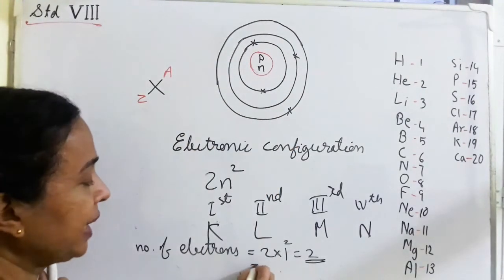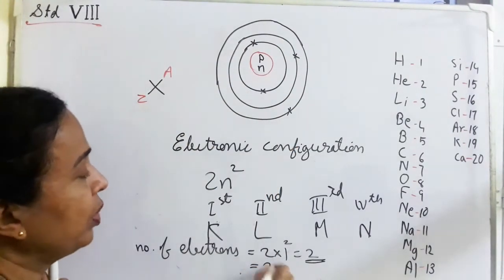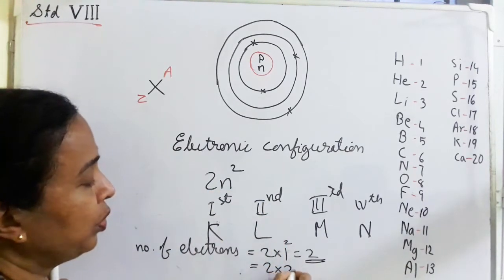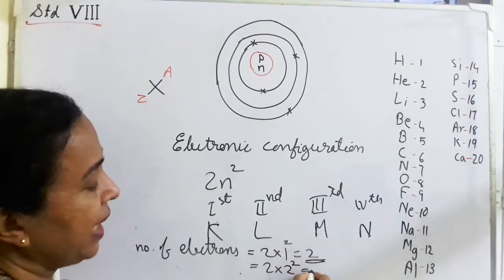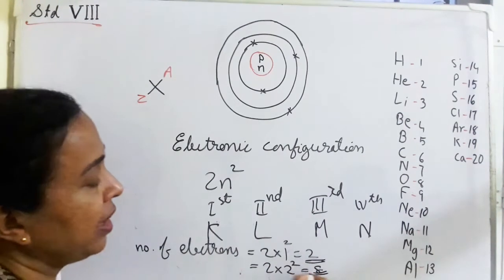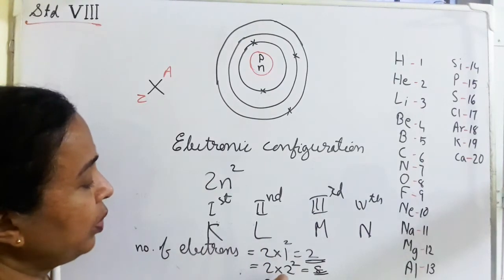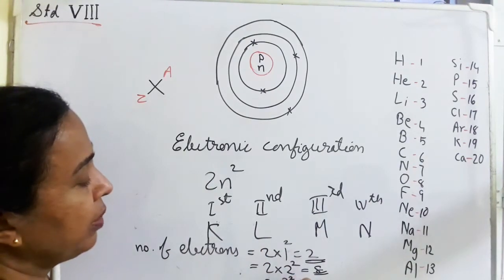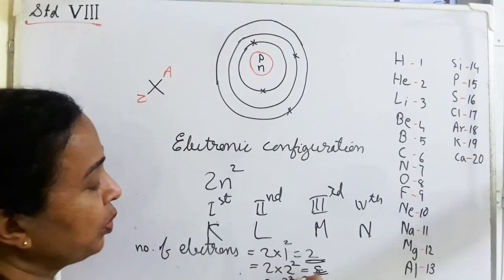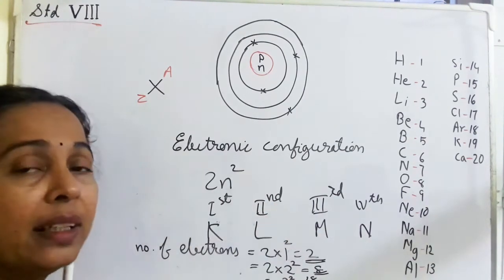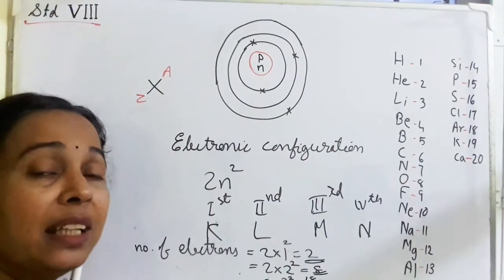Now what is the second shell? 2 into n square, where n stands for the serial number, that means 2. 2 square, so the second shell can accommodate a maximum of 8 electrons. Third shell, 2n square, 2 into 3 square, so that will be equal to 9 into 2, 18. Fourth shell, 2 into 4 square, that is equal to 2 into 16, 32.